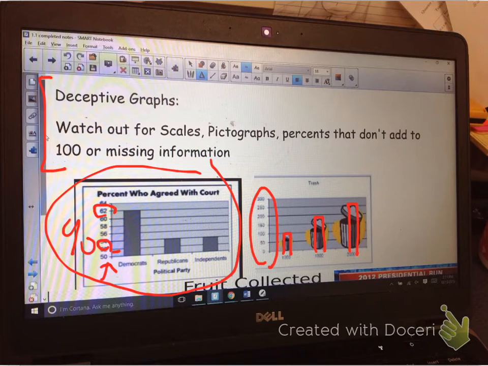What do you notice about the pictures? Hopefully you're noticing that the pictures are not only getting taller, but they're getting wider, which is deceptive. It's making it look like this one here is a lot larger than this one. Is it? Yes, but by getting wider as well, it's deceptive to the eye.